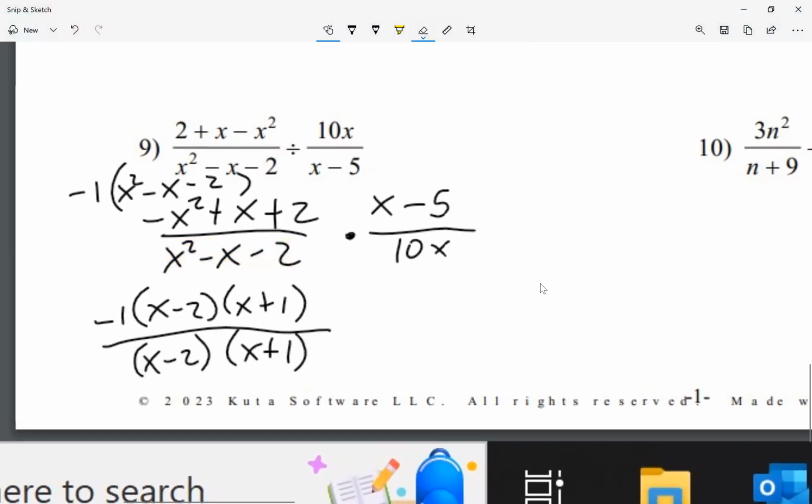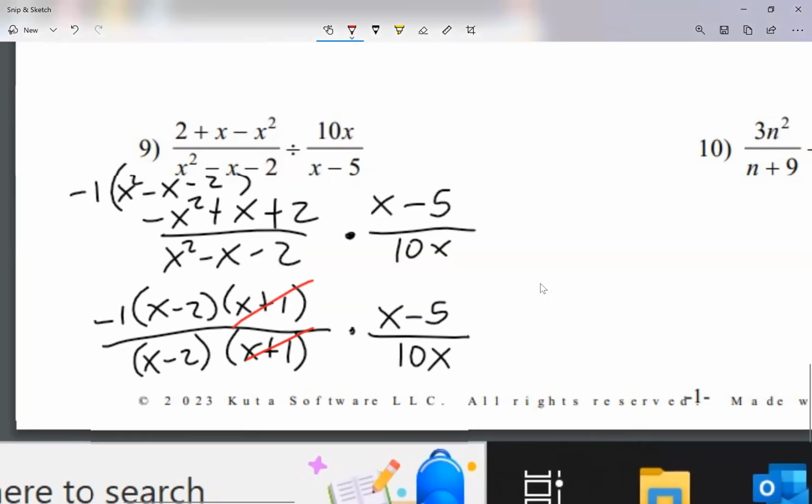Okay. And times my second fraction, the top, nothing I can do. x minus 5. The bottom, 10x, nothing I can do. Okay, let me cancel common factors. So this x plus 1 with this x plus 1. This x minus 2 with this x minus 2. Nothing else I can factor out.